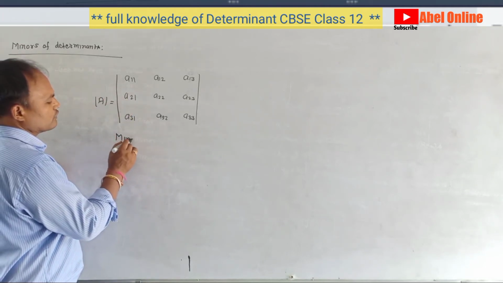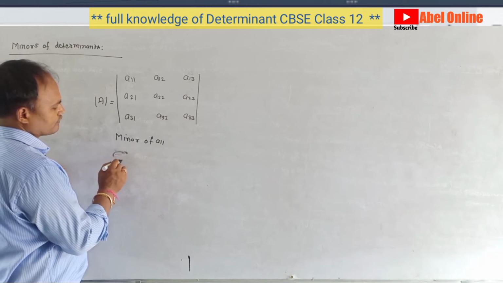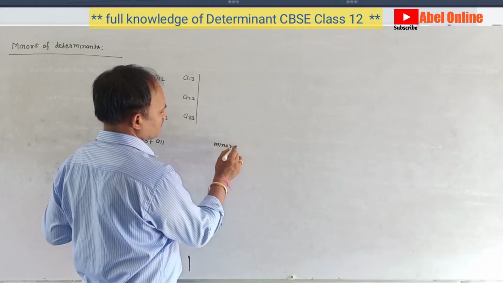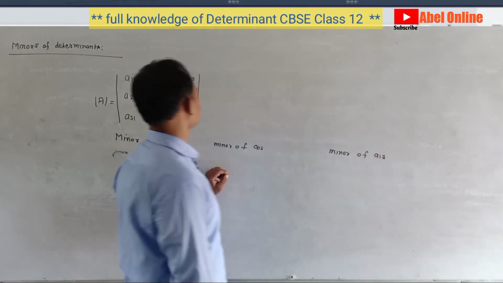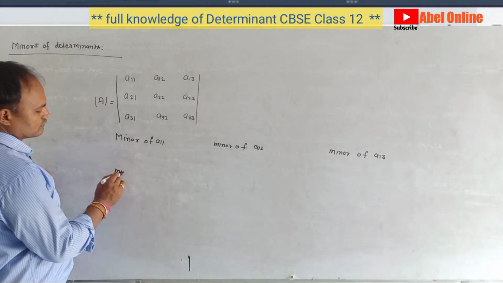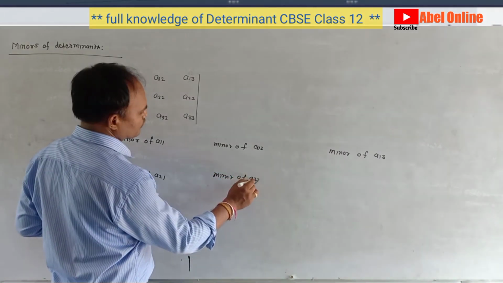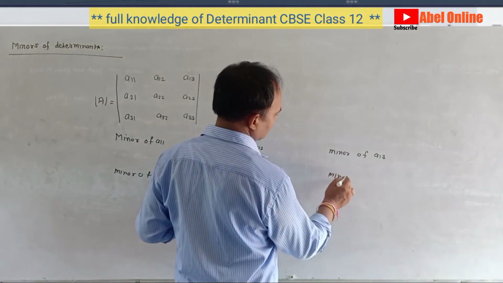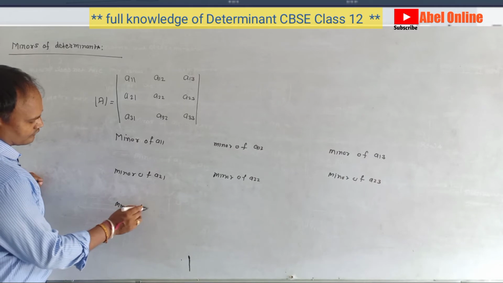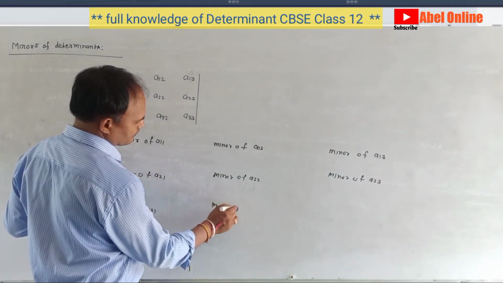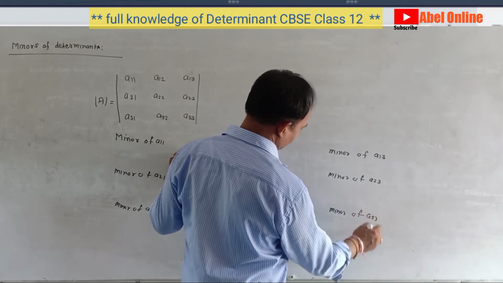So minor of A11, minor of A12, minor of A13, minor of A21, minor of A22, minor of A23, minor of A31, minor of A32, minor of A33.